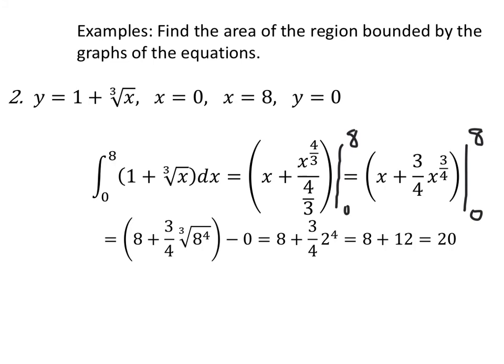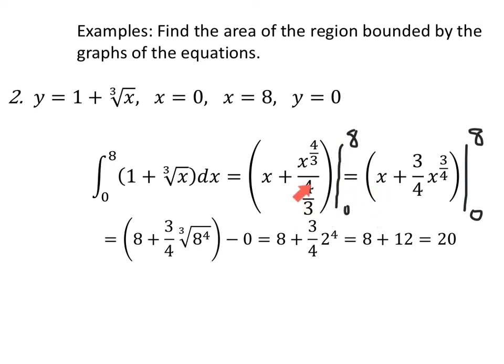Let's find the area bounded below by the graph y equals 1 plus the cube root of x, between x equals 0 and x equals 8, and above the x-axis. So that's the integral from 0 to 8 of 1 plus the cube root of x dx. The antiderivative of 1 is x. The antiderivative of cube root of x, which is x to the 1/3, right? Add 1, so that's x to the 4/3 over 4/3, evaluated from 0 to 8.